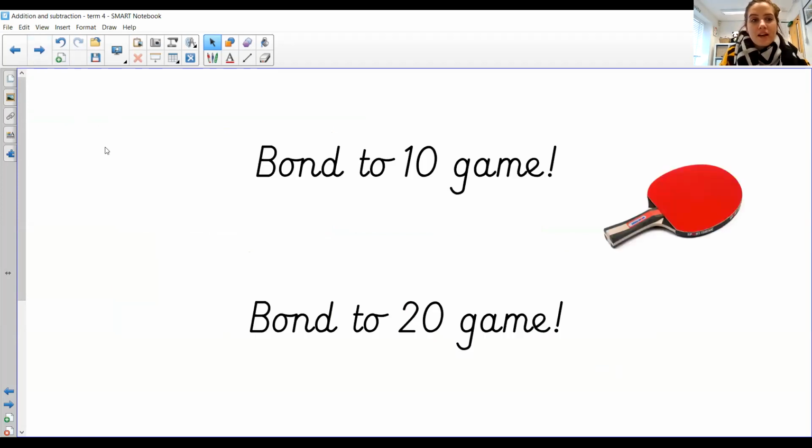Well done, everybody. Okay, so I'm not going to play this today. You guys can play this. You know the rules. So think about your bonds to 10 first, and then see if you can challenge yourself and really think about bonds right up to 40 to 50 today. So if you know that 6 and 4 make 10, you know that 24 and 6 make 30. You know that 34 and 6 make 40. You know that 44 and 6 make 50. So have a little practice at that and then come back to me when you've finished.